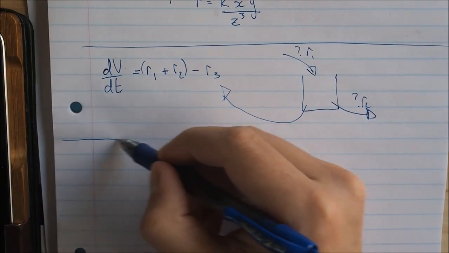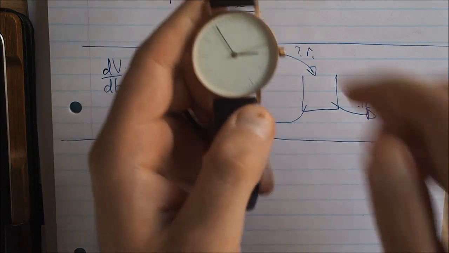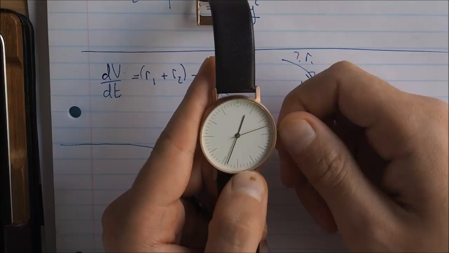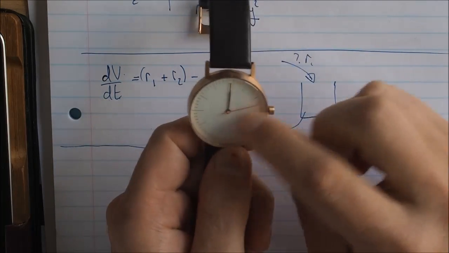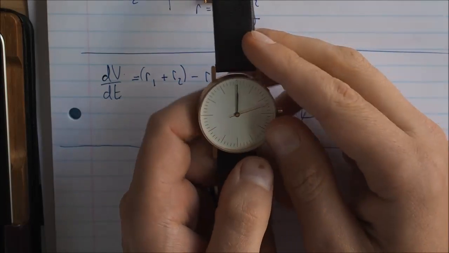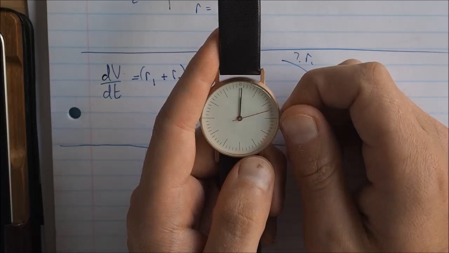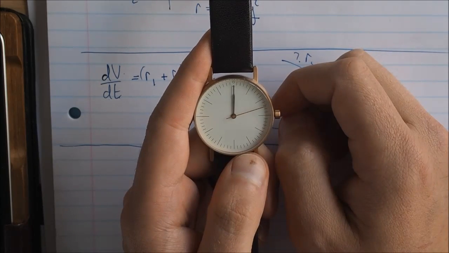So the one kind of thinking problem I want to give you, I've got here a watch. Here's a watch, and I'll just set it to midnight or noon, 12. And the question I want to ask is, ignoring the second hand, how many times a day will these two hands perfectly align? Will they lie perfectly on top of each other?